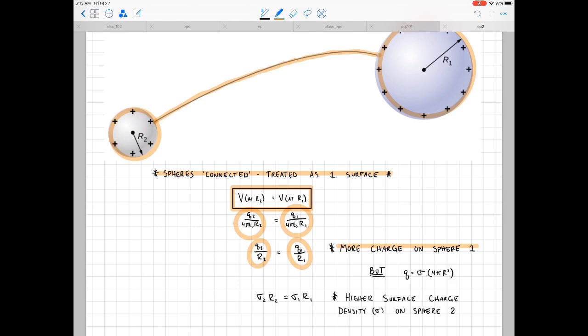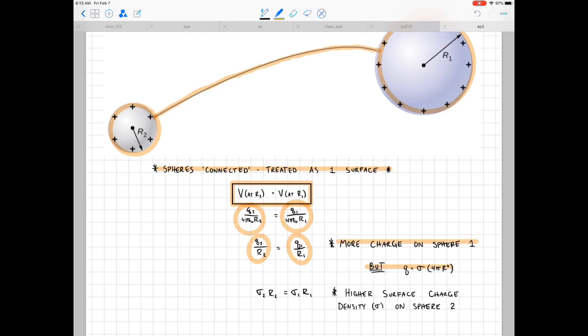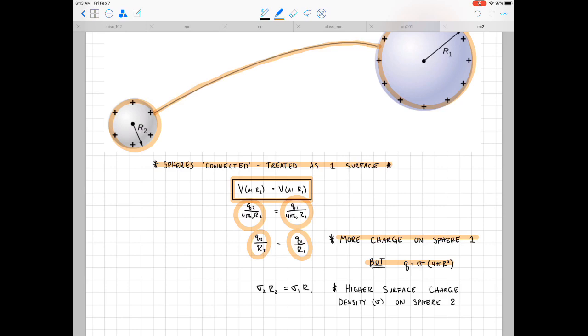Larger sphere, more charge. But remember that charge is related to sigma, the surface charge density, multiplied by the entire surface area. And so even though there's more charge on sphere 1, if you plug in this expression, you end up getting that sigma 2 times r2 is equal to sigma 1 times r1. And this means that even though sphere 1 has more charge, sphere 2 has the higher surface charge density.